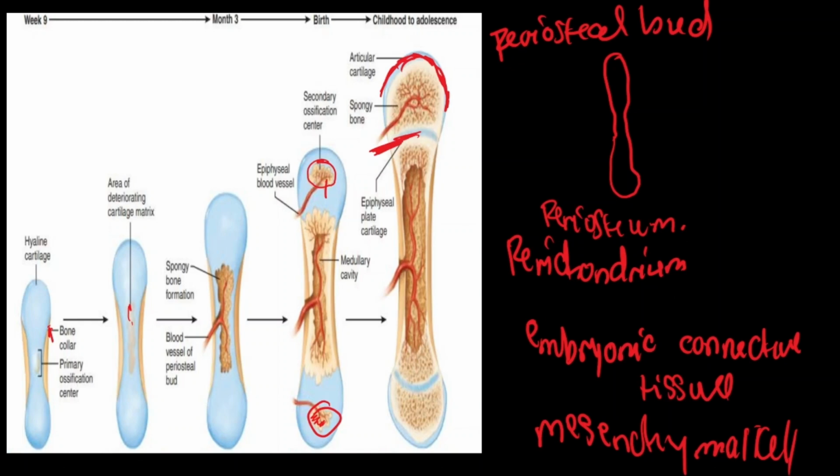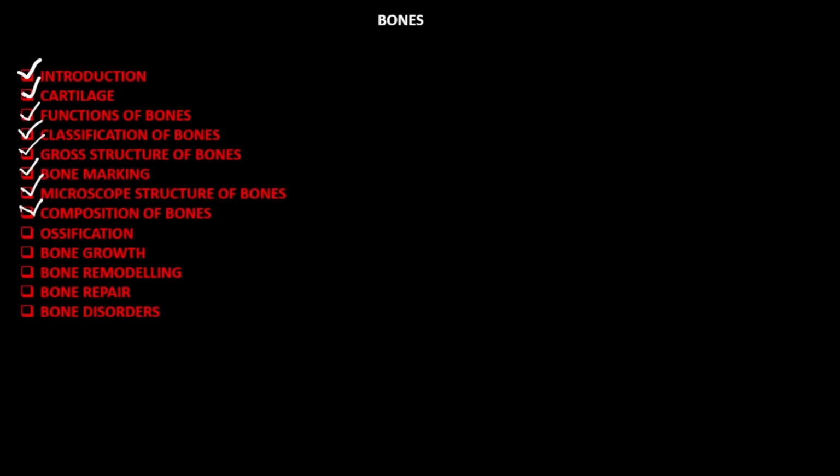Now, the intramembranous ossification also takes place in a similar fashion. However, what we have is that it takes place majorly in the flat bones of the skull. So we have the frontal, the parietal, the occipital, and the temporal bone, as well as in the clavicle. Okay, now of course this takes place within the fibrous connective tissue membrane. Now, taking a look at our outline, we have considered all of this as well as ossification. Now, very quickly, we would consider bone growth, then remodeling, bone repair, and bone disorders.